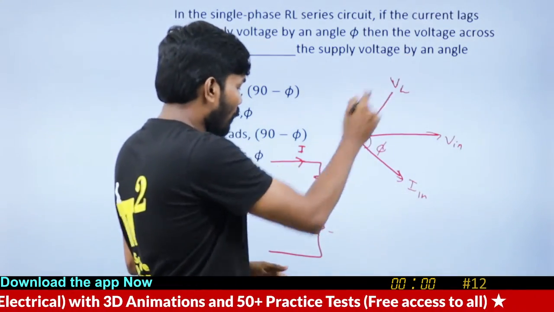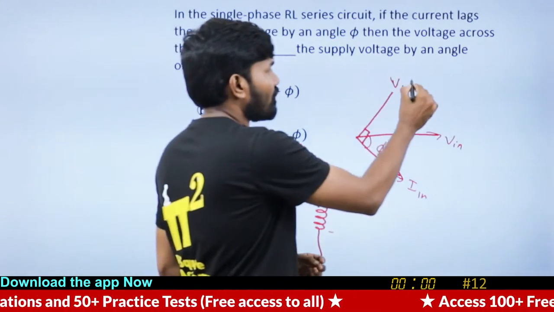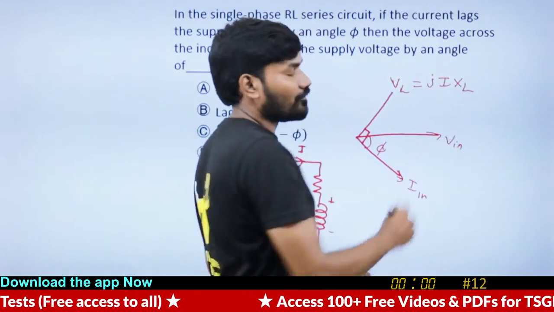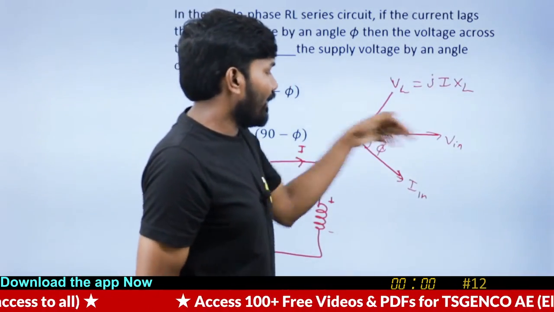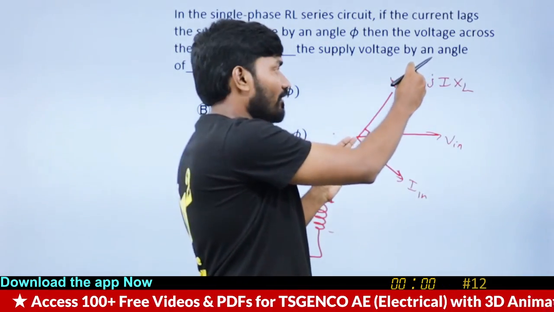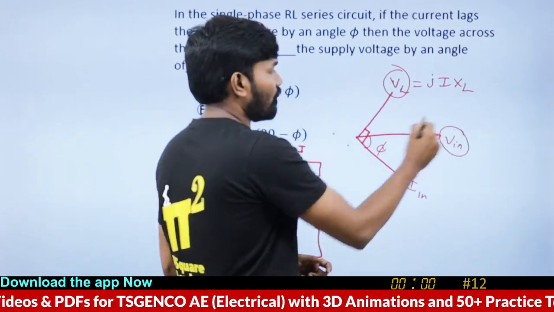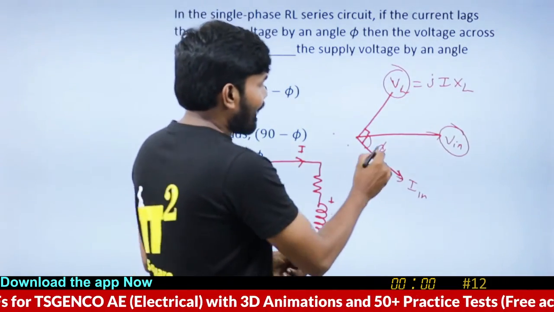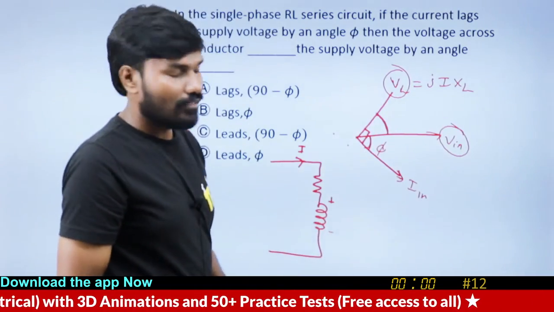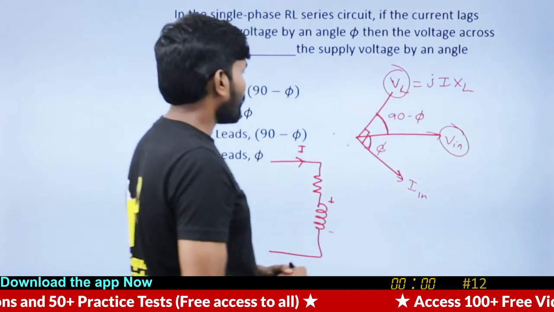So this voltage is not the total voltage. This is only the inductor voltage, because you know the simple relation VL is equal to j into I XL. Simple. Take I, multiply with XL, take a turn of j, which is counterclockwise 90 degrees, and you get VL. Now he's asking about the relation between VL and V input. Now this angle is phi. What will this angle be? This is 90 minus phi.